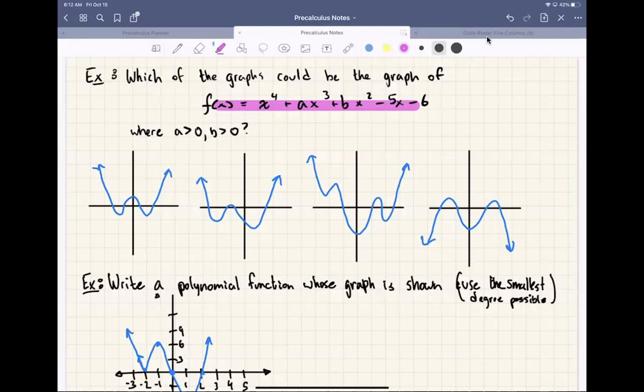So just by looking at this, you know that the y-intercept is 0, comma, -6. We know that because when all the x's go away, our y-intercept is going to be the constant term, which is -6. We also know the degree is 4, so it should have 3 turning points.